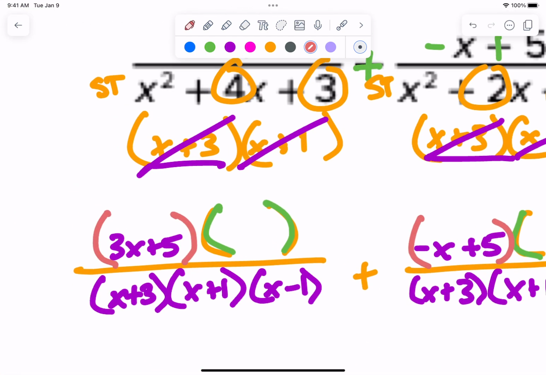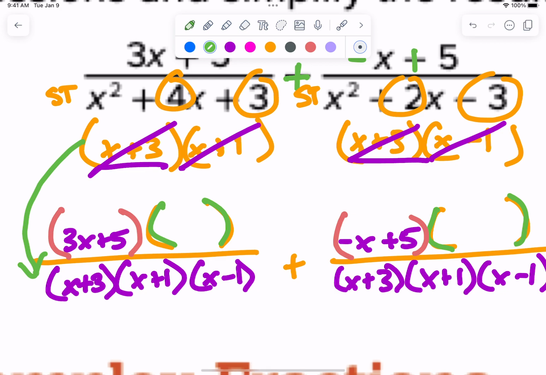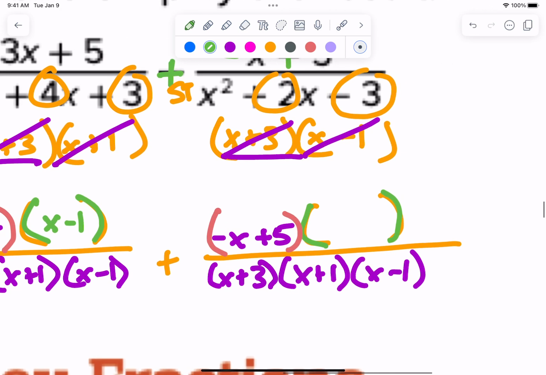All right. So are we good so far? Am I going too fast? Okay. So looking at this chunk, what is he missing that he will need to have? X minus 1. An X minus 1. Okay. What about this right chunk? What is he missing? He will need an X plus 1. Okay. Now we're going to FOIL.